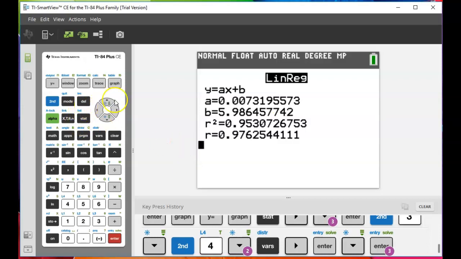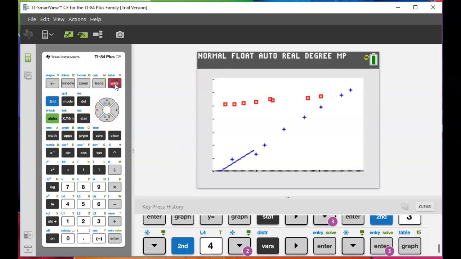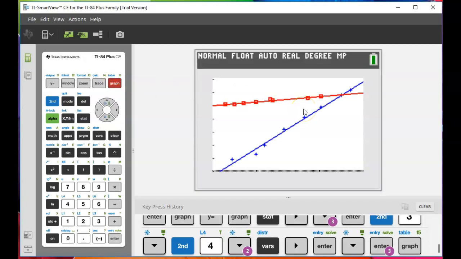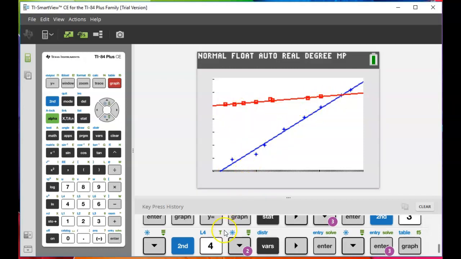All right, and now we're going to go ahead and go back to graph, and now we can see what both of these lines look like. And notice how close those points are to those lines. So we really have a correlation between the points.